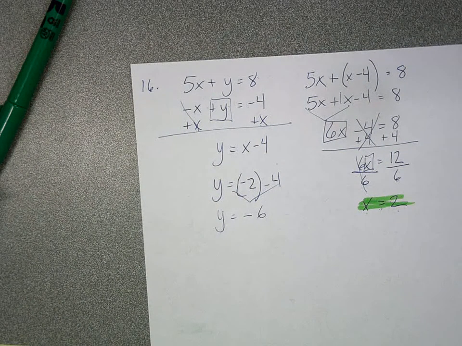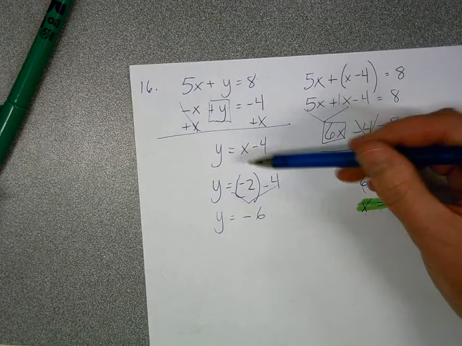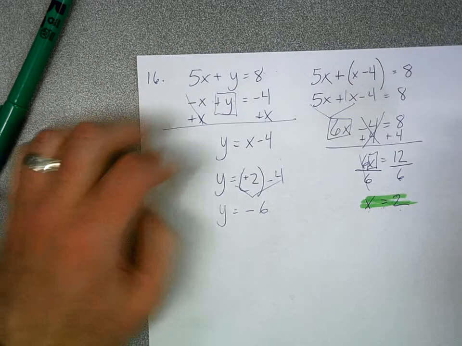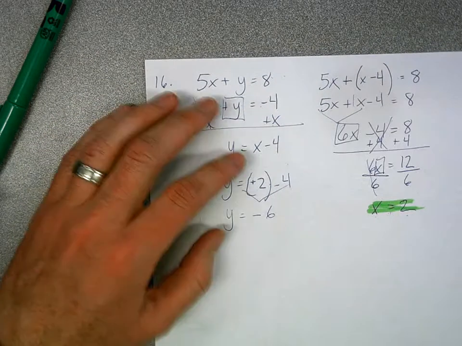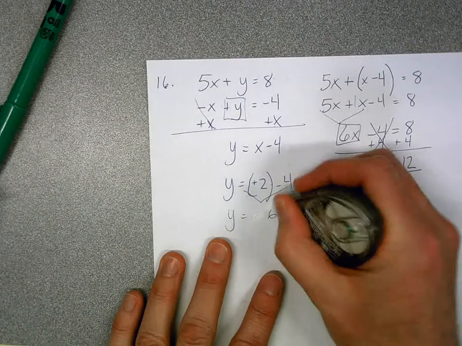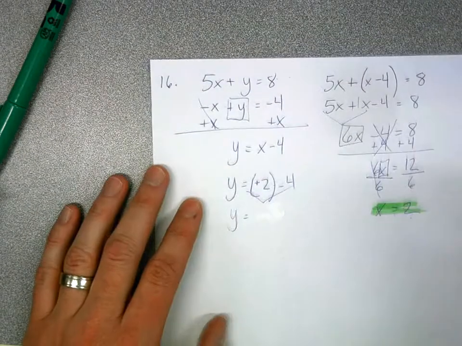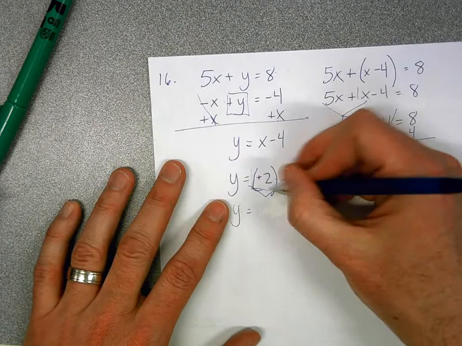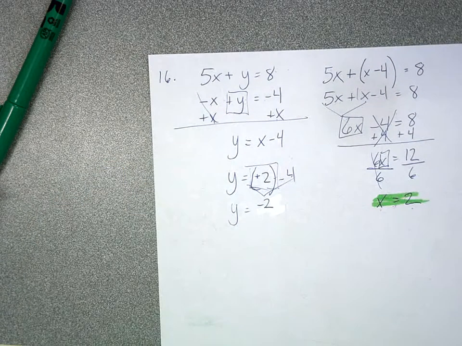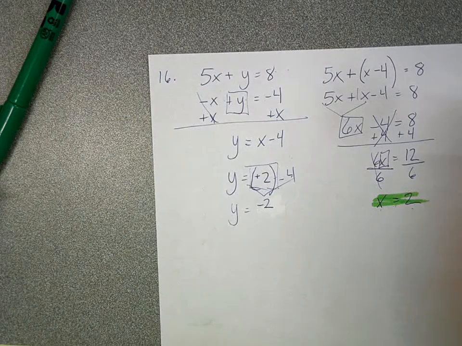No, wait, that's wrong. What did I do? X is equal to positive 2. I solved it in my head a second ago, and then when I got negative 6, I was like, wait, that's not what I just got. Sorry. See, it's very easy to just make a simple mistake like that, right? So 2 minus 4, yeah, that's negative 2. And there we go.